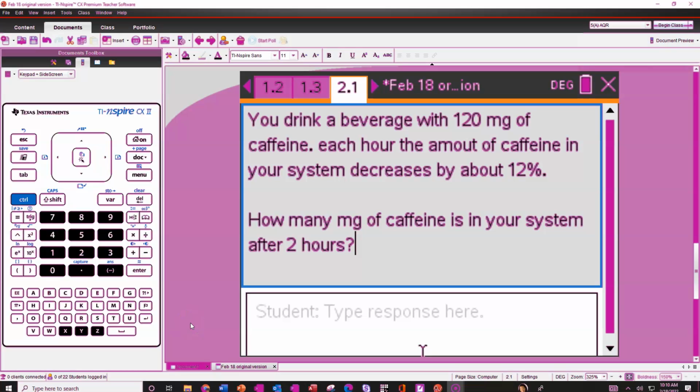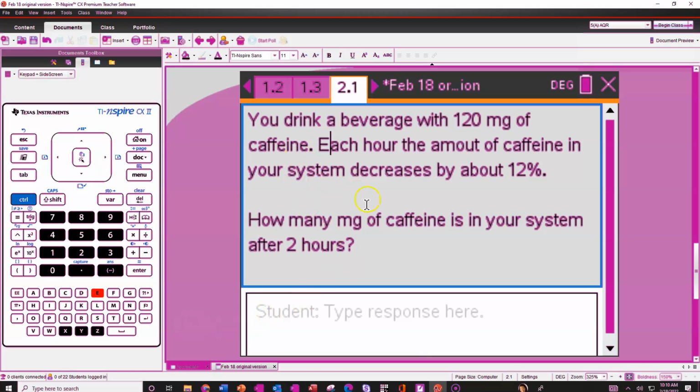Let's say you drink a beverage with 120 milligrams of caffeine. Each hour, the amount of caffeine in your system decreases by about 12%. How many milligrams of caffeine is in your system after 2 hours?